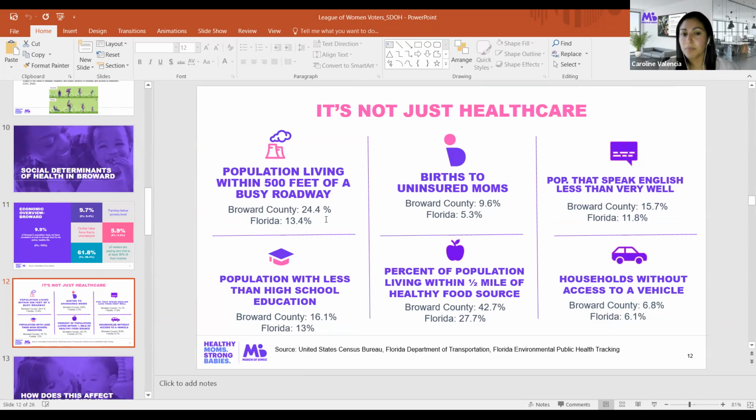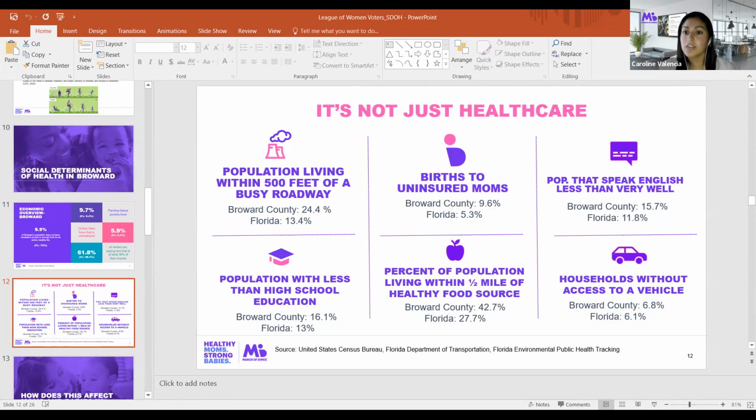And then here, just some data. About 25% of the population lives within 500 feet of a busy roadway. That's concerning because of the pollution. In Broward in 2020, about 10% of births were to moms who didn't have insurance throughout their pregnancy. So that's concerning because then you don't know how often they were going to their provider and the quality of care that they were receiving.